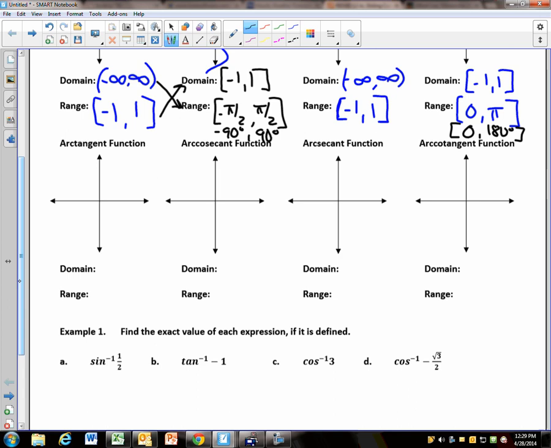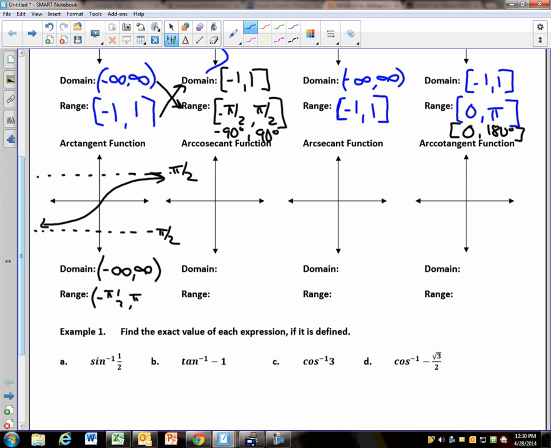Draw all this. Remember, tangent looks like that. Well, if we were to flip that, here's what you get. Is that a function? No. So what they do is they just go with the main one in the middle. So you can draw this. Domain is from negative infinity to positive infinity, and the range is from negative pi over 2 to positive pi over 2, or negative 90 degrees to positive 90 degrees.